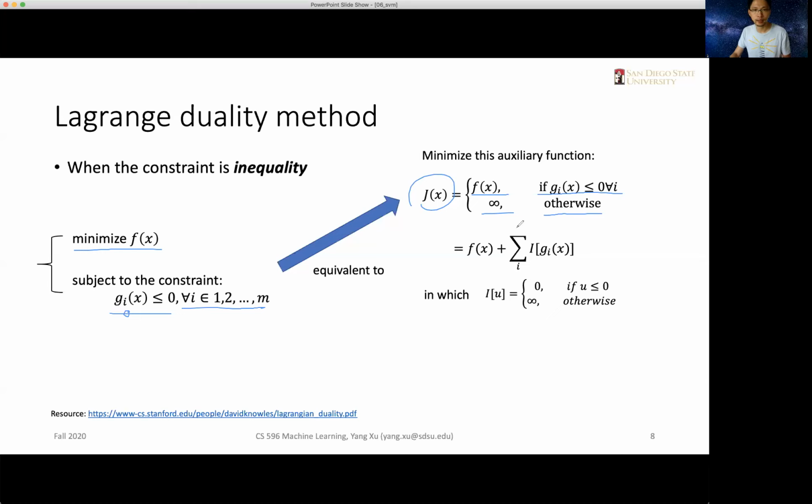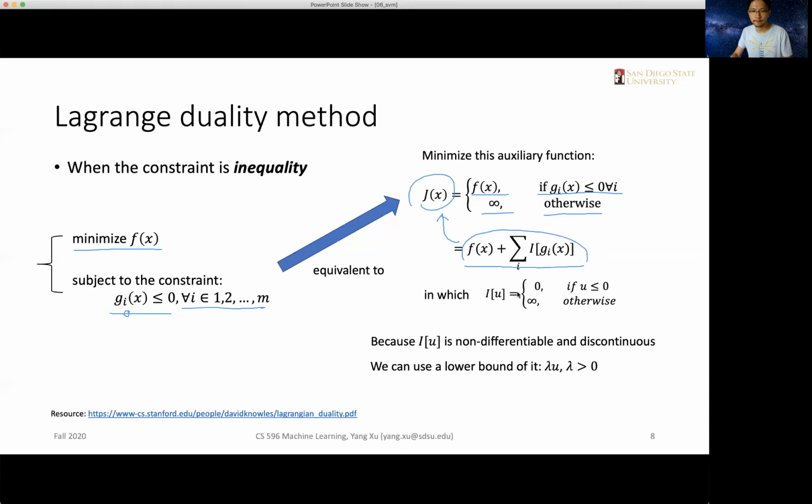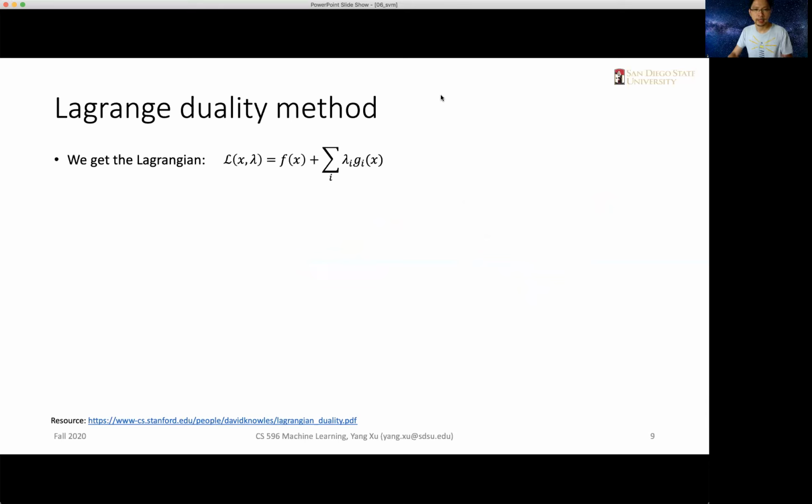Right, this indicator function is just a more compact expression of this J. Okay, but since the indicator function is not differentiable, it is discontinuous, so we can use a lower bound of it to approximate the indicator function, and the lower bound is a linear function in which the lambda is greater than 0. Okay, and we can get a Lagrangian for the original problem.